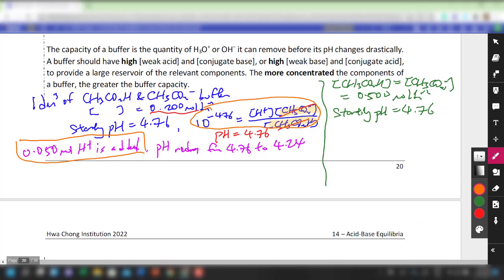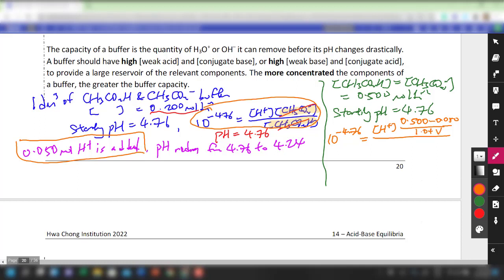Okay, so what we have here is 10 to the power minus 4.76, which is equals to the concentration of H plus. And then what is the eventual outcome? Remember, if I add H plus, I will be reacting away the ethanoate present. Initially I have 0.500 moles of ethanoate in 1 dm cube of solution. So the number of moles of ethanoate will reduce by 0.050. The solution volume will be 1.0 plus V.